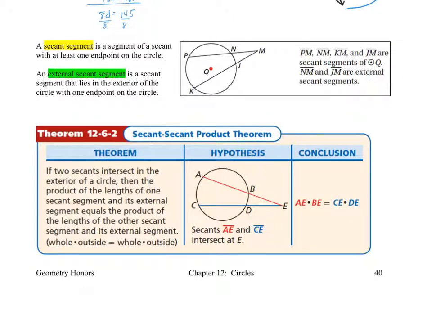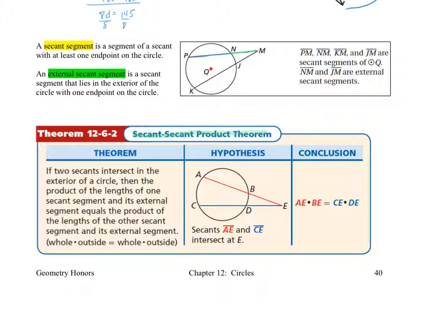So remember that a secant segment would be like PM, the full secant. And now we're going to talk about an external secant segment, which is just the external piece of it. So in this case, NM would be an external segment because it's the outside piece of the secant. Okay, with that being said, now we have secant-secant product theorem.